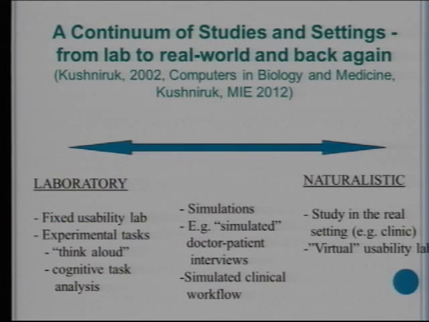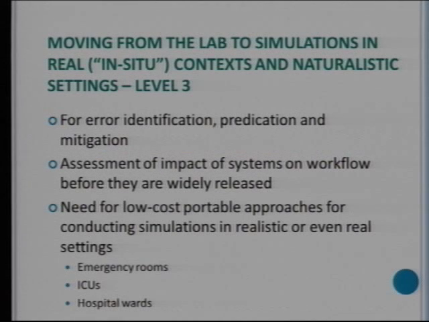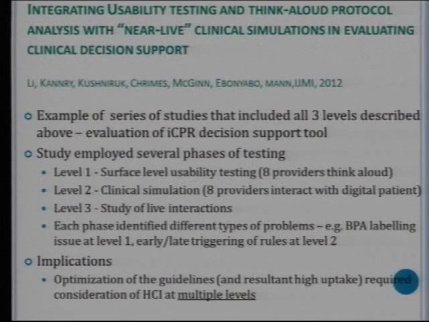So in many of our projects, we set the recording equipment up in the location. And assuming they have IRB approval, we can do a prediction on a simulation and then see what happens when the recording goes live. So level 3, for error identification, prediction, and mitigation, is another check before systems are released widely. As I mentioned, before a system is released across a hospital, we ask, what's the impact on workflow? So our argument was just extending the approaches, with a need for low-cost portable approaches for conducting simulations in emergency rooms, ICUs, or hospital wards. So this is an example.